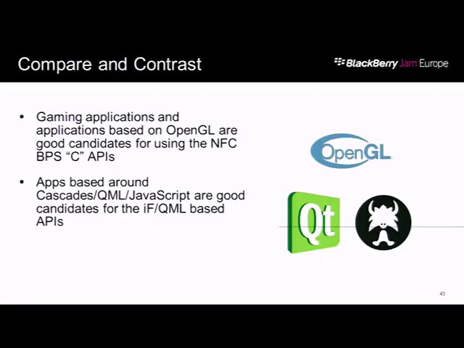So if we think about what applications you may be writing, what might be more appropriate? Well, suppose you're writing a gaming application, perhaps, or an application that's based around perhaps OpenGL, in which case you're already probably using BPS to handle screen events and then handing them off to OpenGL. Then they're probably very good candidates for using the BPS C APIs because you're already using that framework. And they're just different types of events within the same framework. So for that type of application, BPS is probably a very good choice for you.